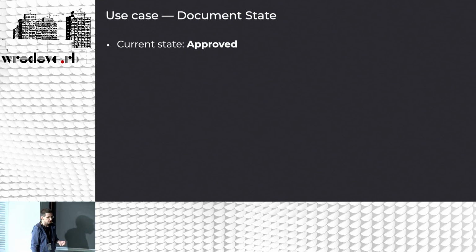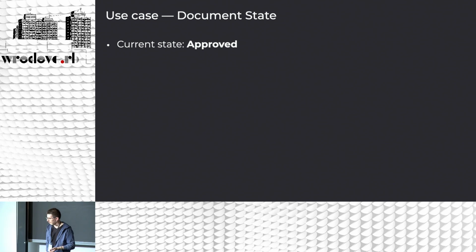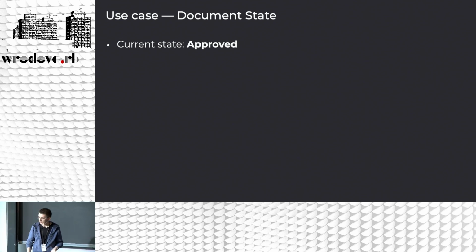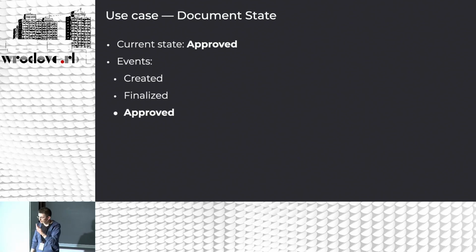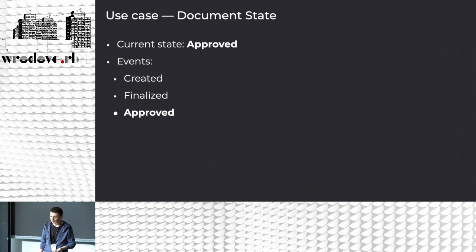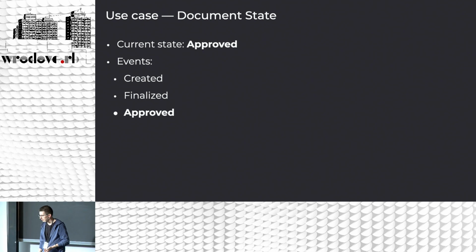Let's see where it could be useful to have all the events from the past. Let's imagine that you have an application where your team members create documents. They have to create it, they have to say they are done, and someone has to approve it. So this would be a normal path, right? Someone has created the document, said, I'm done, and then someone approved it.